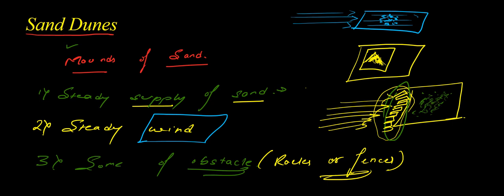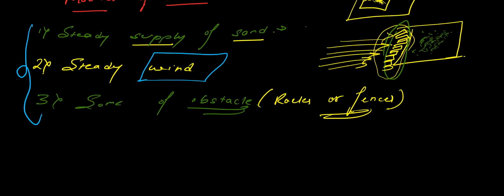So basically these are the three main ways of forming sand dunes. Now let us discuss the types of sand dunes. We have various types of sand dunes, so let us discuss them.